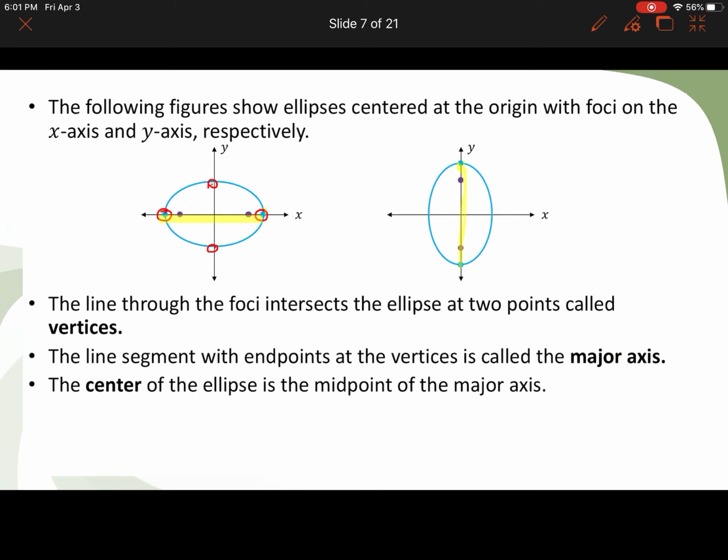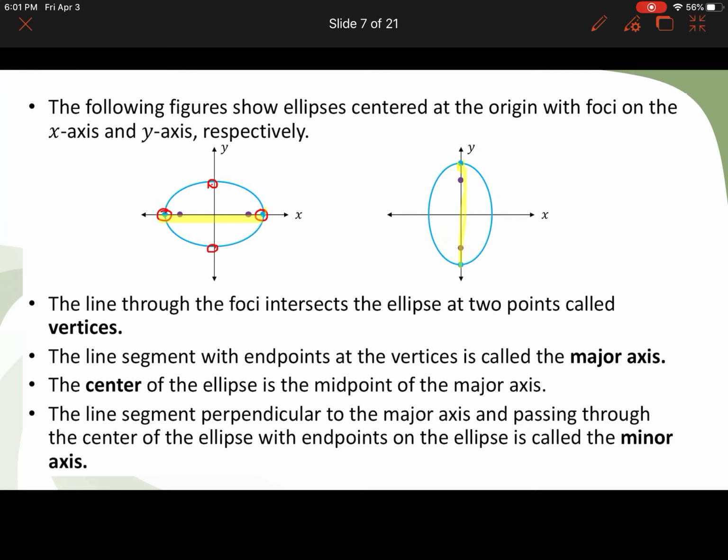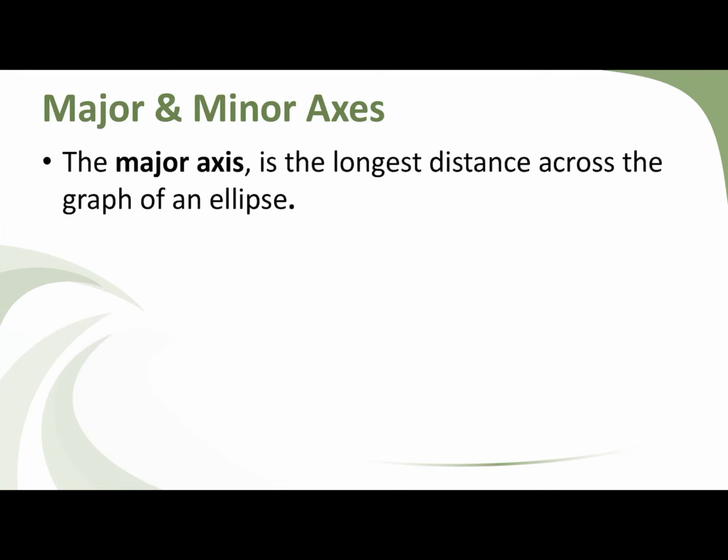All right, so we have the major axis. The center divides the major axis in half, right? And that makes it twice that length from the center to the vertex. You've got that same distance twice, right? And then the other one, the shorter one that's perpendicular and goes through the center, is the minor axis.